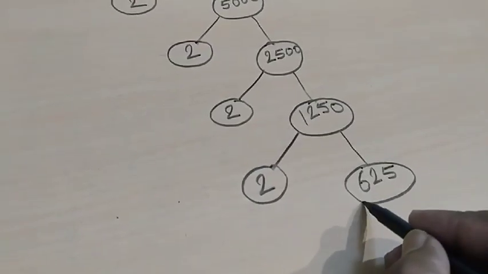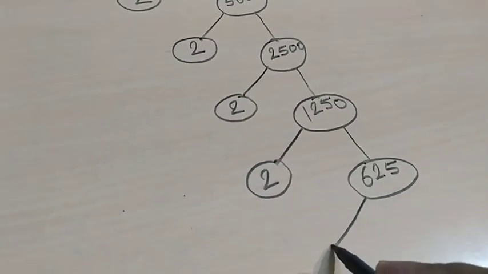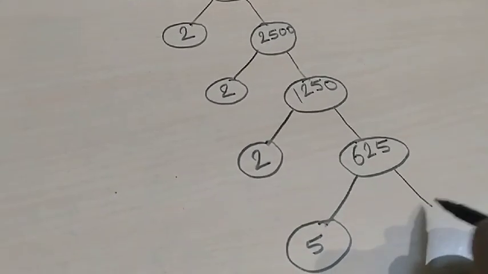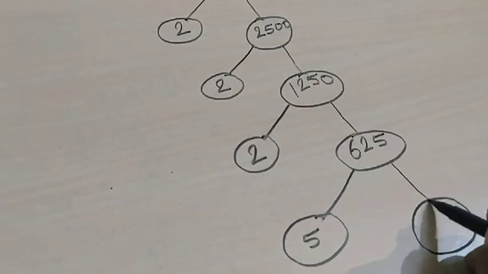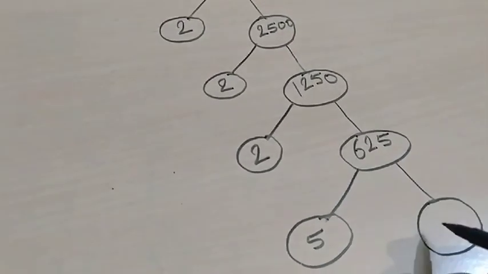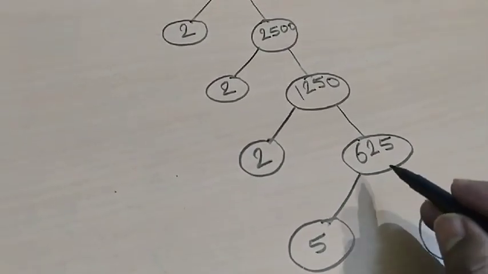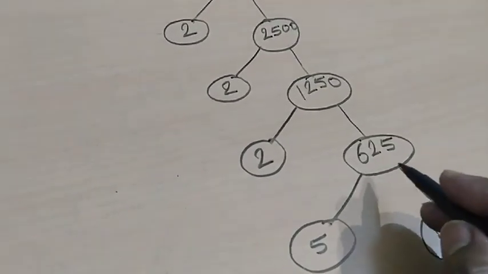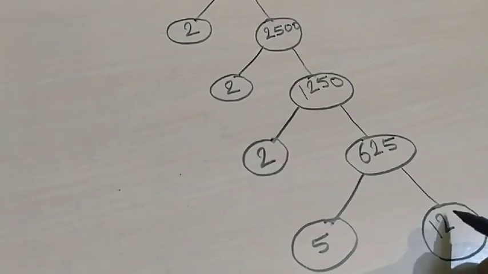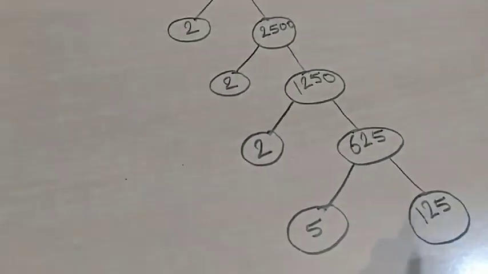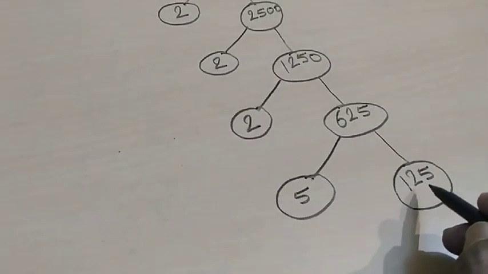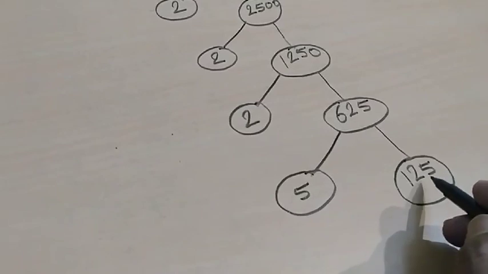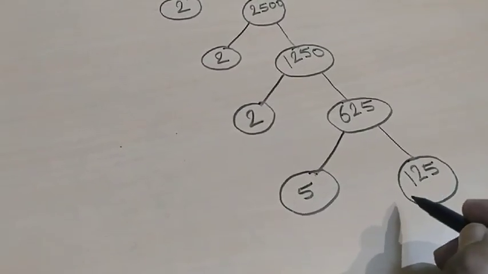If you divide this number by 5, what is the quotient? 5 ones are 5, then 12, 5 twos are 10, then 2, and 25, 5 fives are 25. Clear? Now this is 125. The unit place is 5, so you divide by 5.